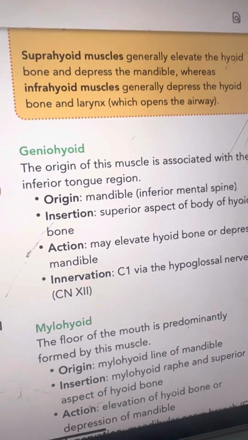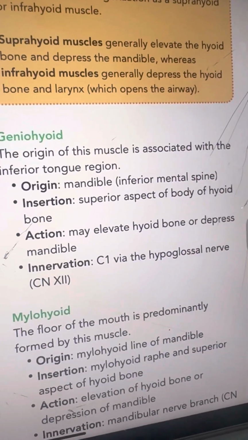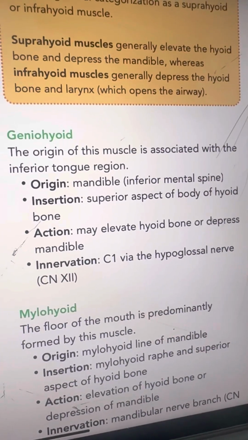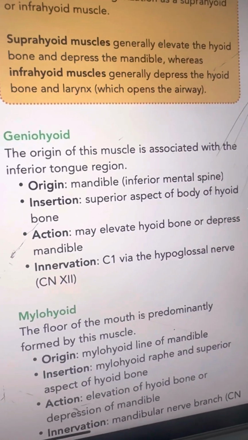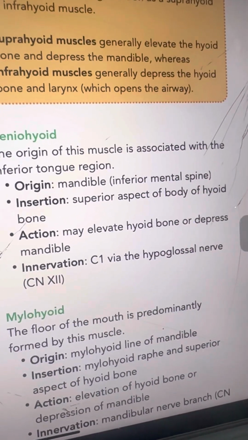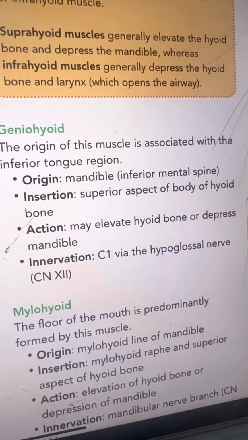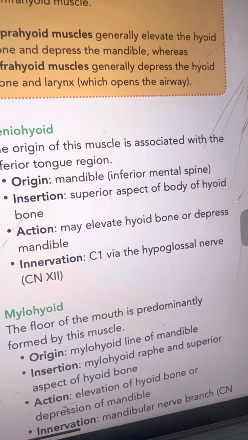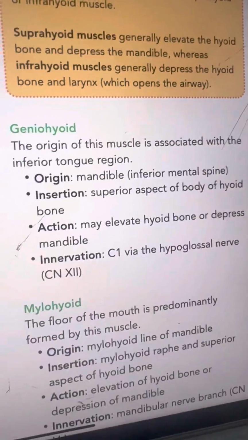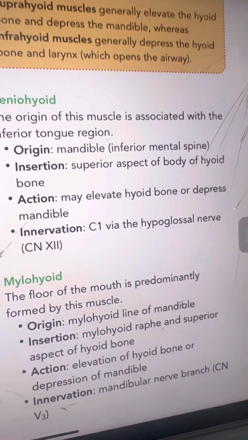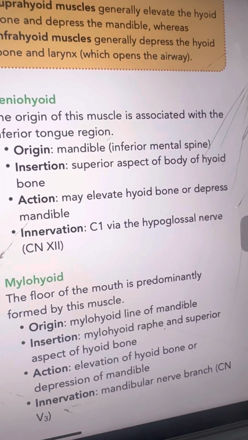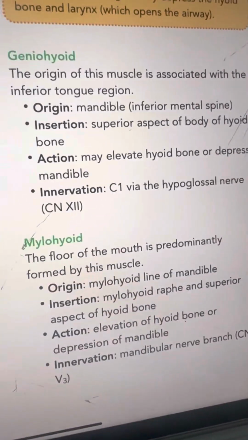Geniohyoid. The origin of this muscle is associated with the inferior tongue region. Origin: mandible, inferior mental spine. Insertion: superior aspect of the body of the hyoid bone. Action: may elevate hyoid bone or depress mandible. Innervation: C1 via the hypoglossal nerve CN12.